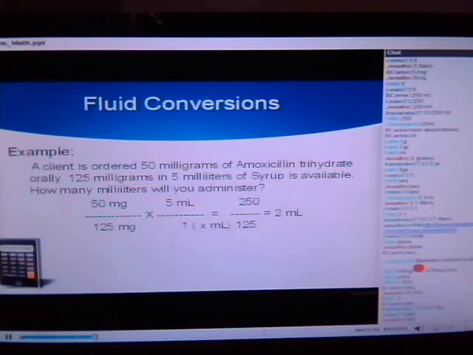A client has ordered 50 milligrams of amoxicillin. And we have 125 milligrams in 5 liters. Set it up the same way.